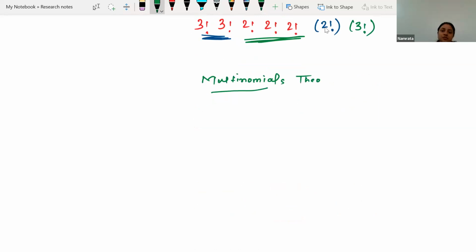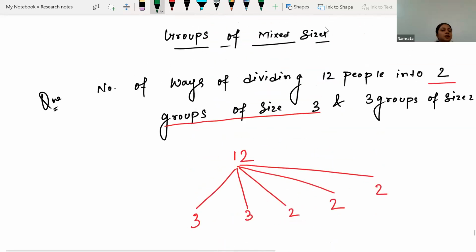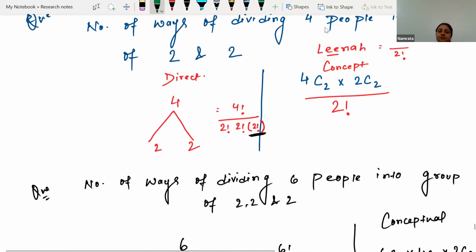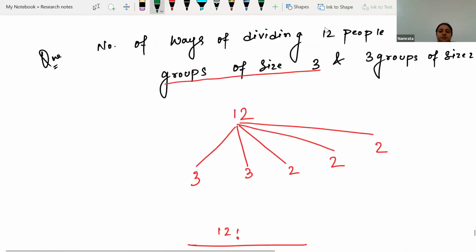theorems. So what does this formula says? Previous one is crystal clear, Lina, right? Yes, ma'am. Let's move ahead.